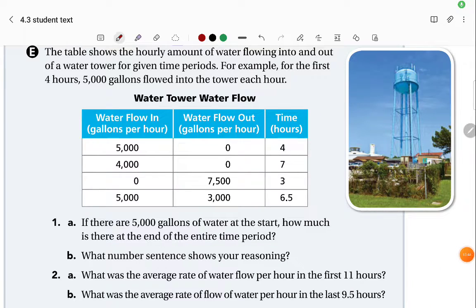And then lastly, on this one, water is flowing in and out of this water tower. If there are 5,000 gallons to begin with, so 5,000 to start, how much at the end of the entire time period? So you would just set up a number sentence, and your number sentence would start with 5,000. Right? And then water does not flow out at all for the first 4 hours.